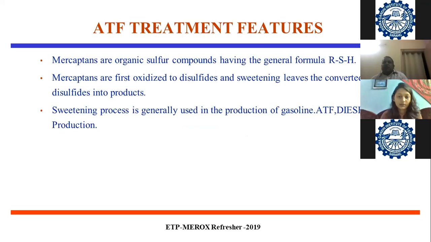In ATF treatment, what are the features? The mercaptans are organic sulfur compounds having the general formula RSH. R is nothing but the hydrocarbon, and SH is the thiol group. Mercaptans are first oxidized into disulfide, and sweetening leaves the converted disulfides in the products. The sweetening process is generally used in the production of gasoline, ATF, or diesel. This sweetening process is applicable to ATF, to diesel, and to gasoline production.